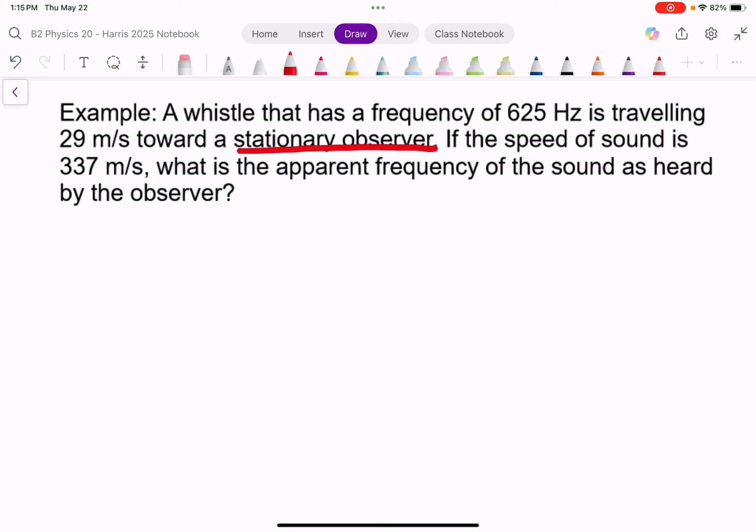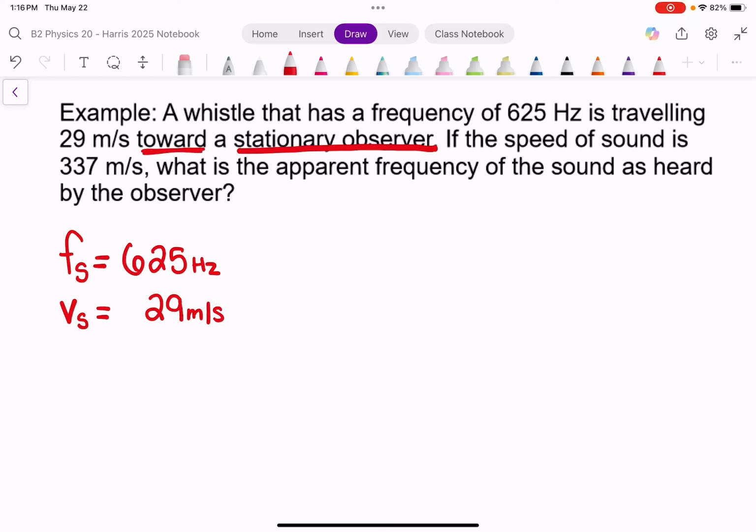There are four different variables that we need to know in what we're solving for. So let's figure out what we have. It says a whistle has a frequency of 625. That is the whistle's true frequency, the frequency of the source. So my fS is 625 hertz. It's traveling at 29 meters per second, so that is our speed of the source, vS. It's 29 meters per second. And it says toward.